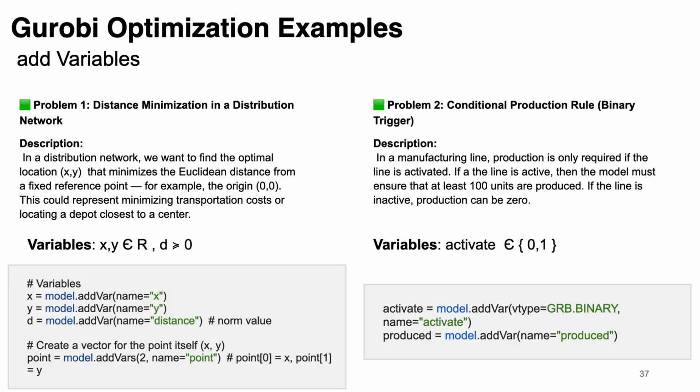For problem 2, the conditional production rule, we need 2 distinct types of variables. We define the trigger: activate equals model.addVar with vtype equals GRB.BINARY. Then we define the continuous production amount: produced equals model.addVar. This gives us the exact mathematical pieces we need to build our if-then rule later.